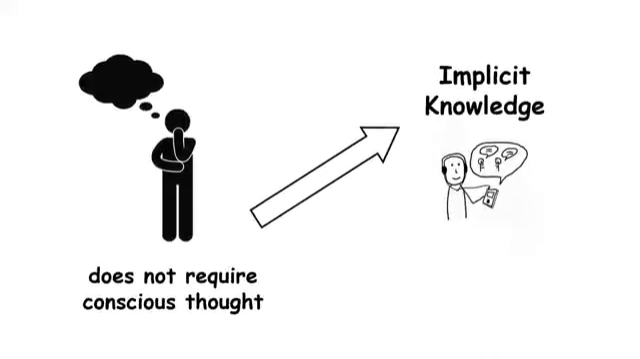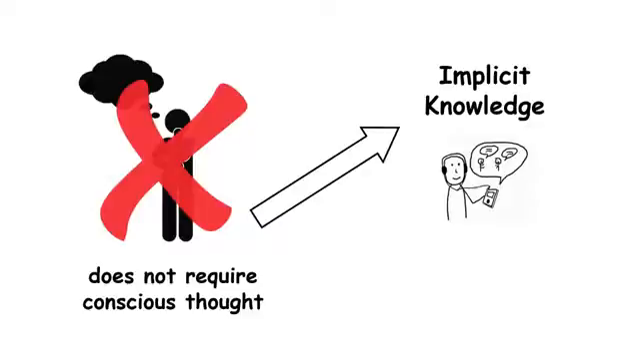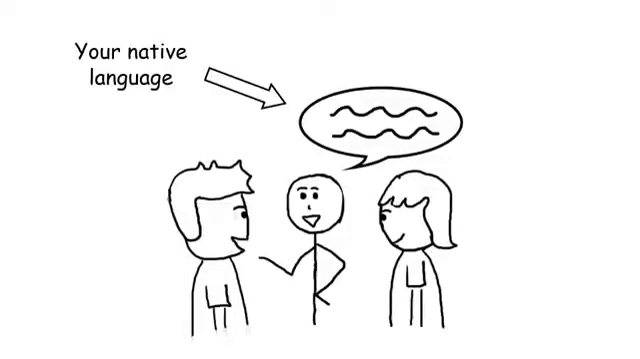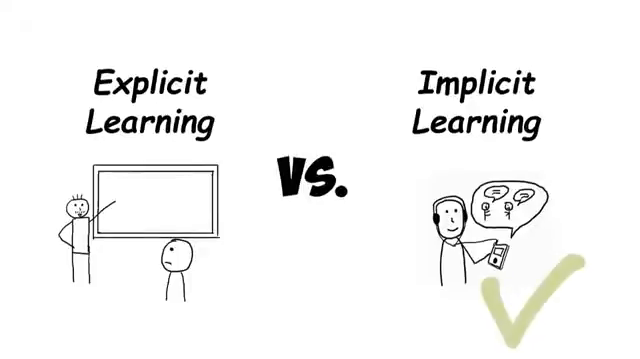In contrast, accessing implicit knowledge doesn't require conscious thought. You don't have to think about the knowledge in order to use it. Think about how you speak your first language. It's pretty effortless, isn't it? You can speak properly without having to think about any grammar rule. That is possible only because your knowledge of your native language is implicit. For this reason, implicit learning is a much better learning strategy.